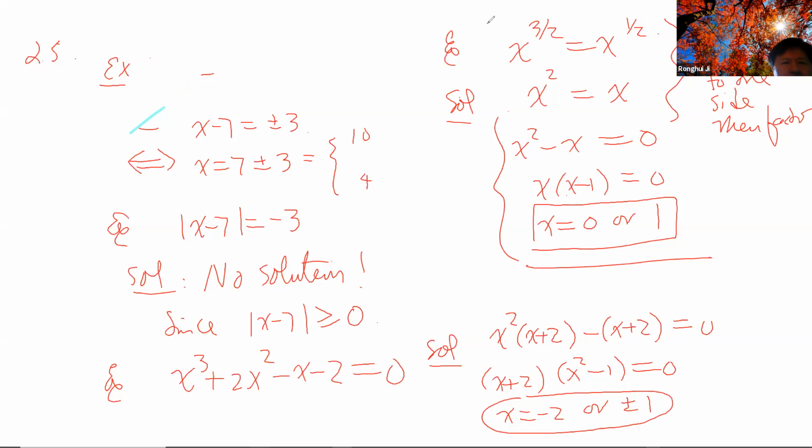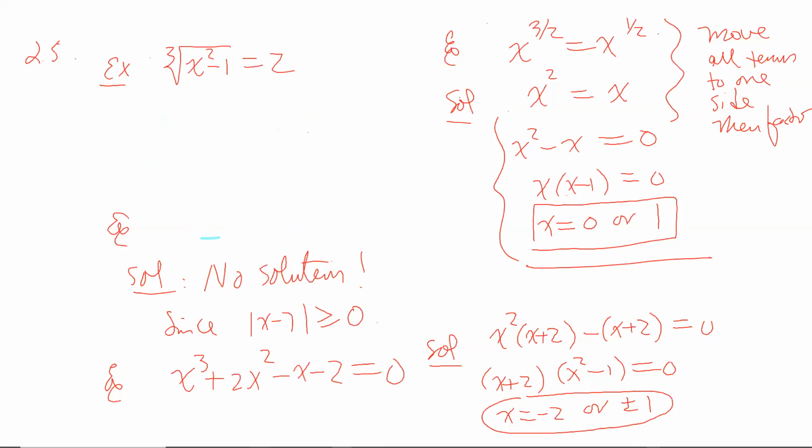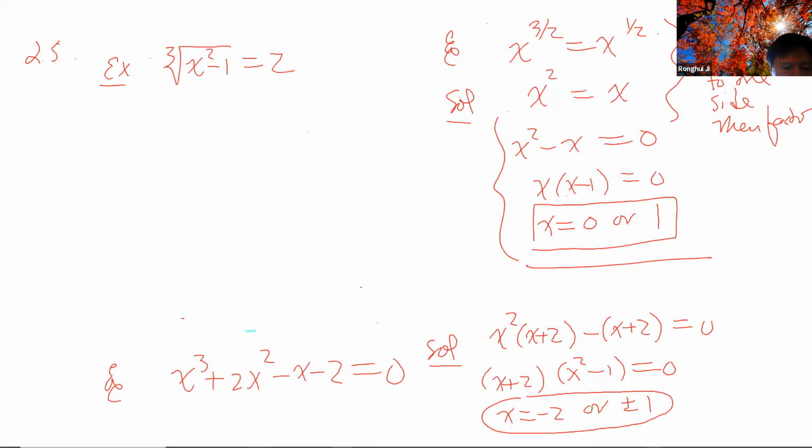All right, so the other example. Here is a good example. Let's take the cubic root of x squared minus 1 equal to 2. How do I solve this equation? You can cube the two sides. That's right. If you move 2 to the same side, you are not able to factor, right? So you have to clear the radical first.